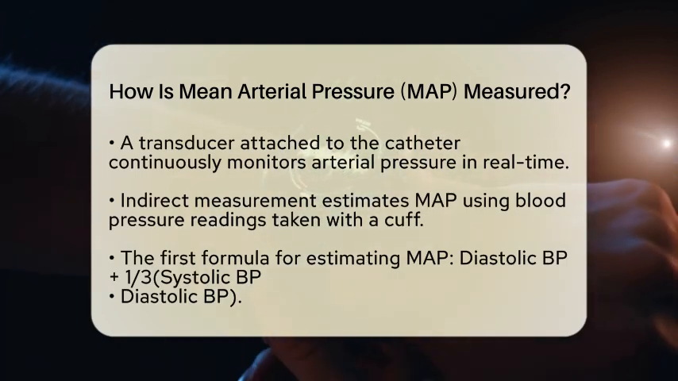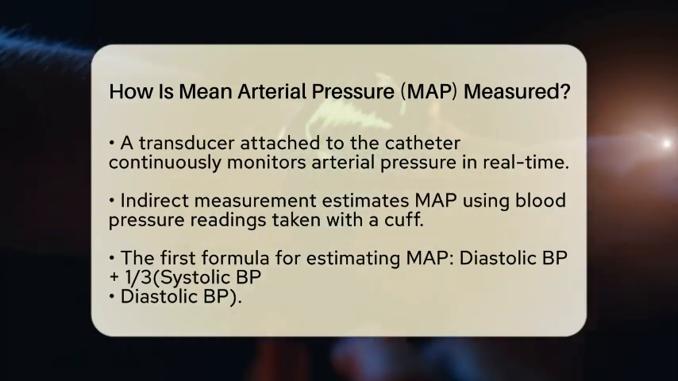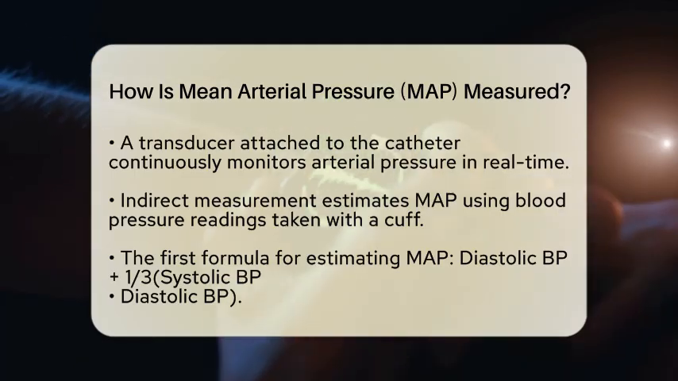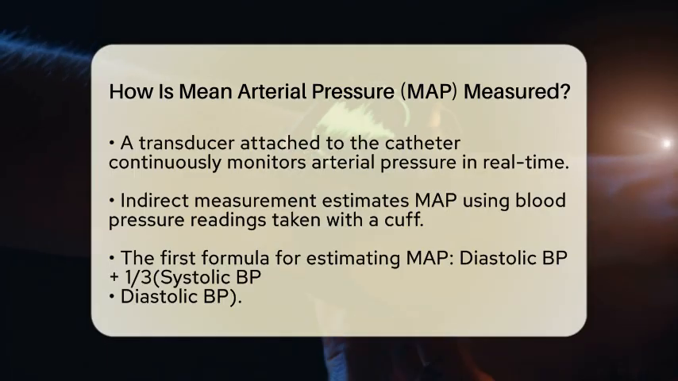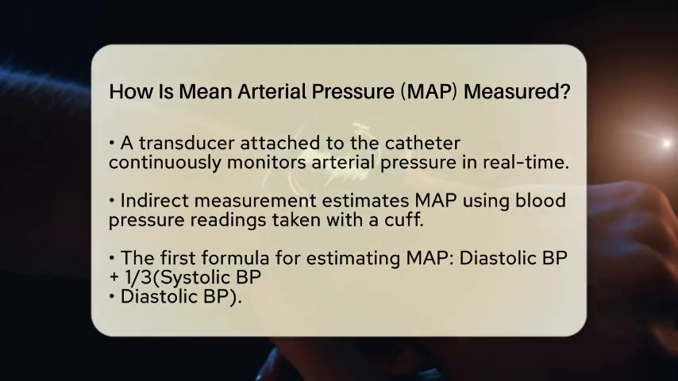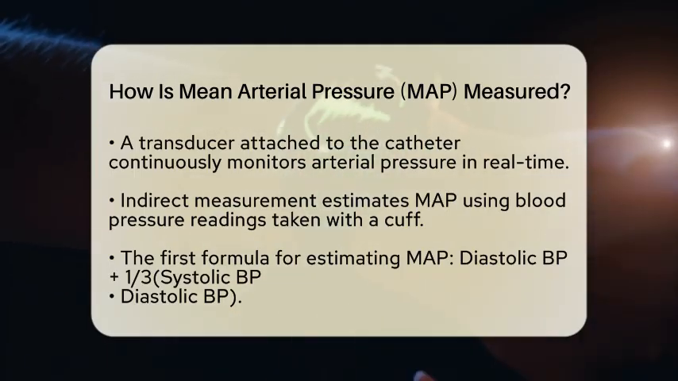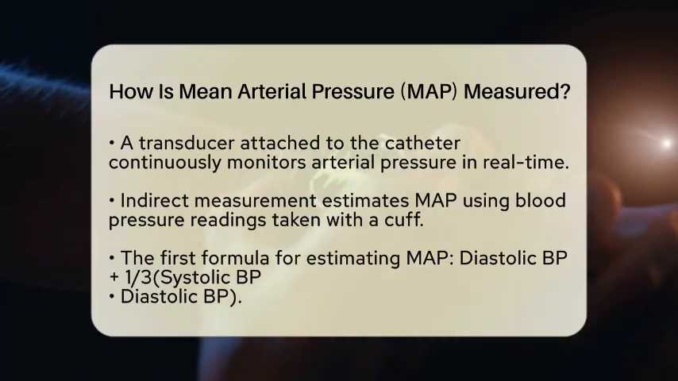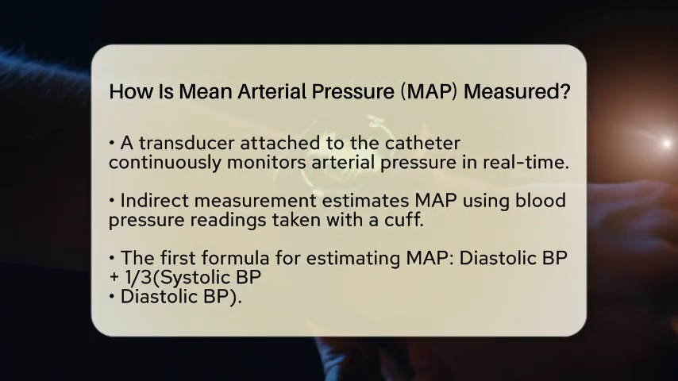If direct measurement is not possible, MAP can be estimated using blood pressure readings taken with a cuff. The formula for this calculation is straightforward. You take the diastolic blood pressure, which is the lower number, and add 1/3 of the difference between the systolic blood pressure, the higher number, and the diastolic blood pressure.